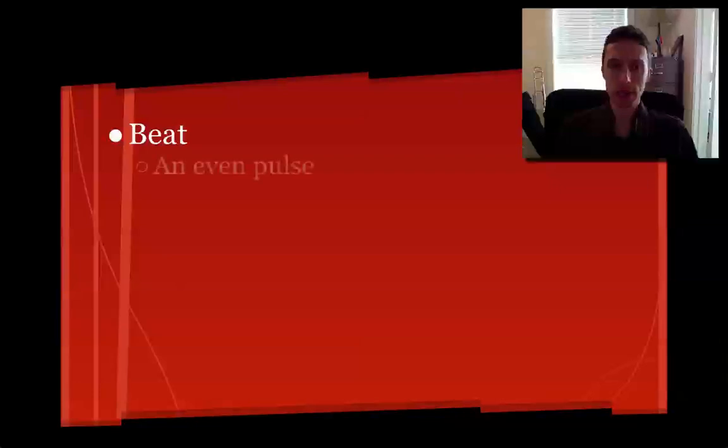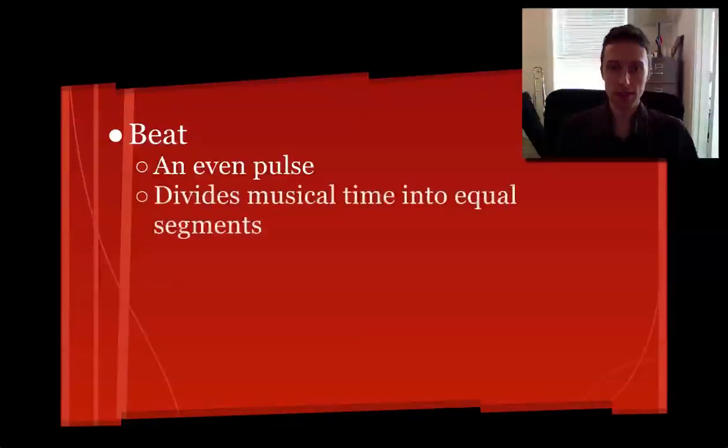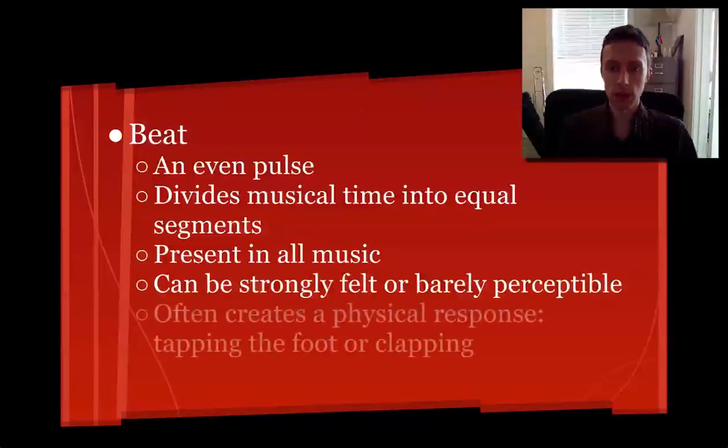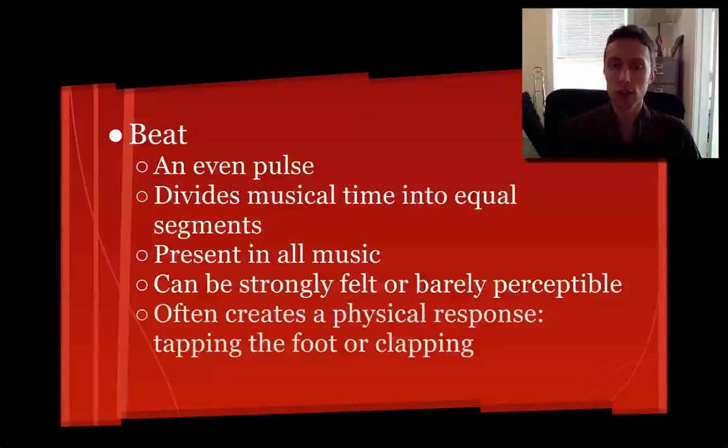The beat is an even pulse. That's the thing that divides the music into equal segments. It's present in all music, and sometimes it's very strongly felt, sometimes it's barely perceptible at all, but it's always there, and it can often create a physical response.